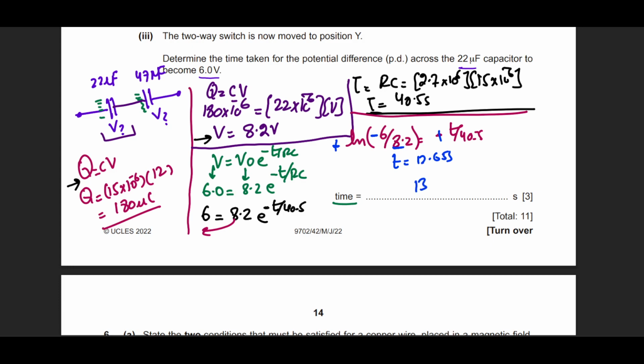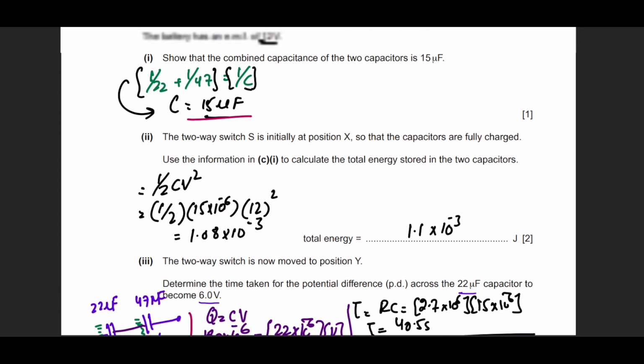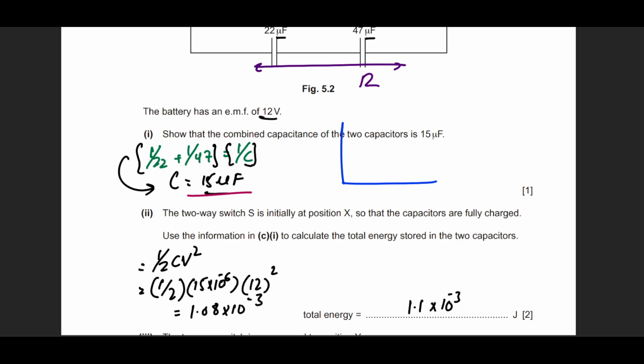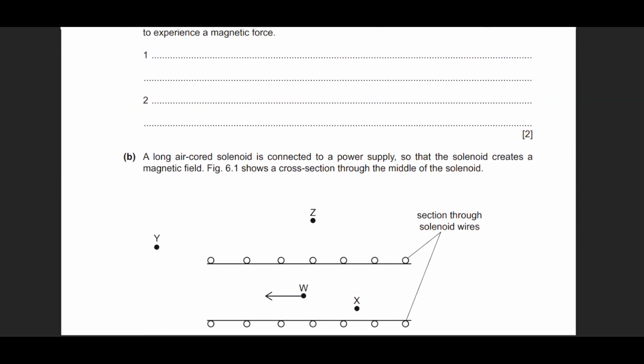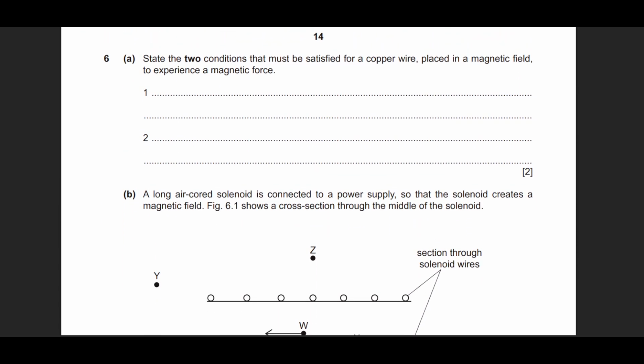So roughly it will be around 13 seconds when the voltage drops from 8.2 to 6. So the graph will look something like this. It starts from 8.2 and goes down to 6 in a time frame of 13 seconds. Right? The discharging graph of the capacitor that we've learned in the class as well. Okay, so I've gone into great detail for this question.